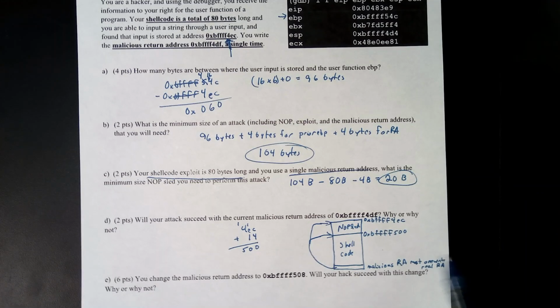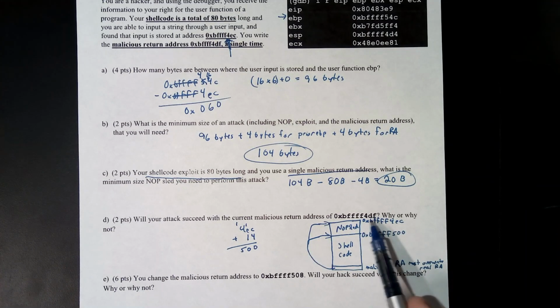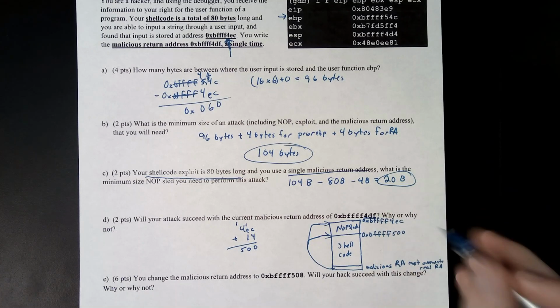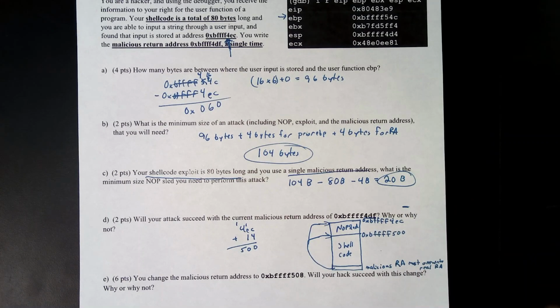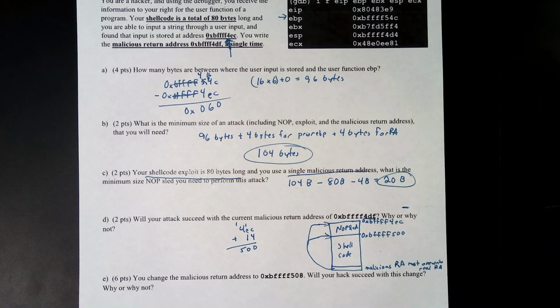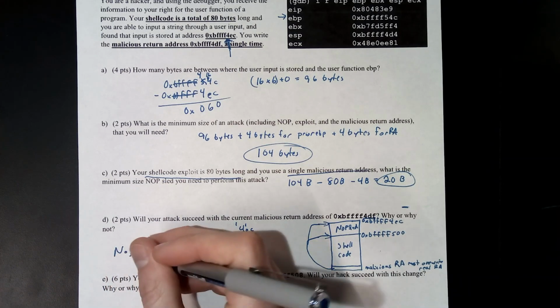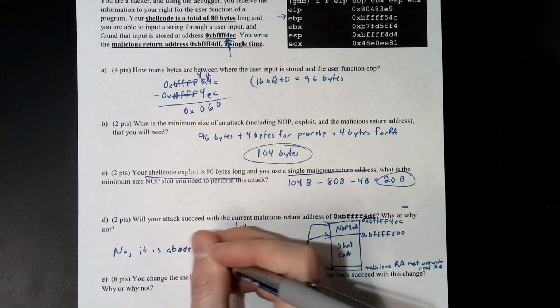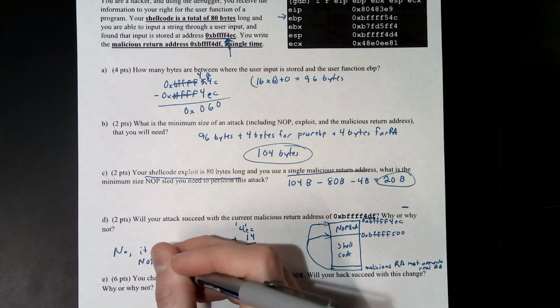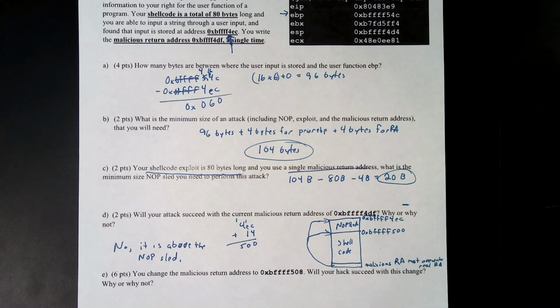So will it succeed with 4DF? We just need to compare this 4DF to the values we have here. We can see that 4DF is actually somewhere up there. It's not within the range of the NOP sled that we have. So no, it is above the NOP sled. So that's the first one.